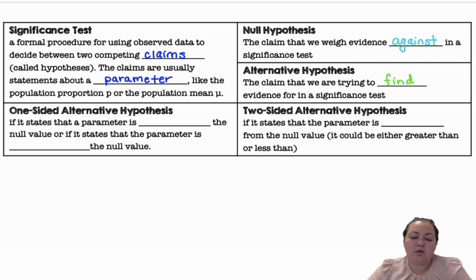A one-sided alternative hypothesis: if it states that the parameter is greater than the null hypothesis, or if it states that the parameter is less than the null hypothesis, then you're going to do a one-sided test, and your alternative would be one-sided, so it would either be a less than or a greater than test. A two-sided alternative test: if it states that the parameter is different from the null hypothesis, it could be either greater or less than, then it would be a not equal to test.